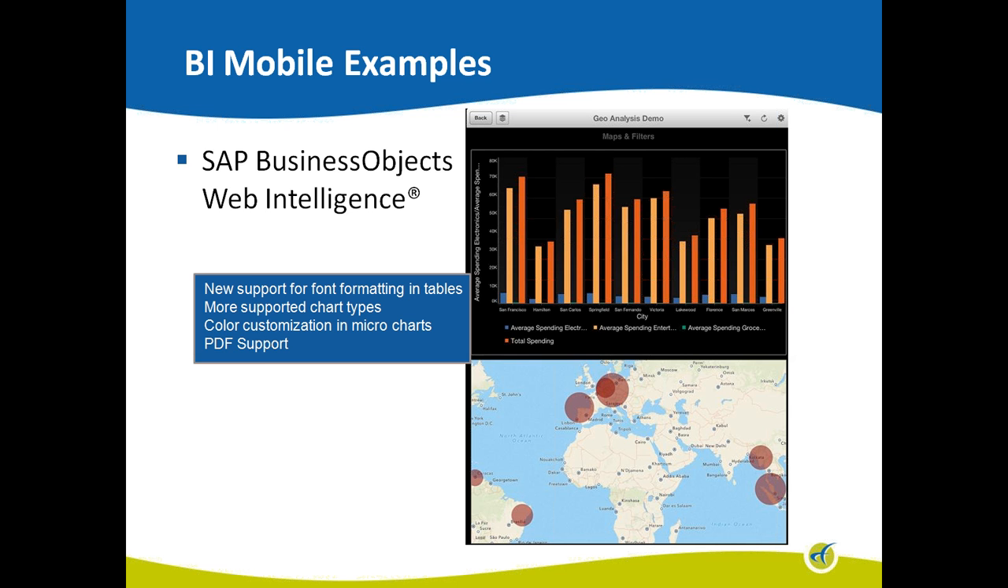Here we have two highlights real quickly of a map that we've presented data points within, and also a column chart. Some of the new features in the most recent release of the iOS application are the ability to support formatting in tables, additional chart types, some customized coloring related to microcharts, and now also, if you want to interact with PDF versions of the Web Intelligence reports, you can have it generate out in PDF and interact with prompts within that version of the report.